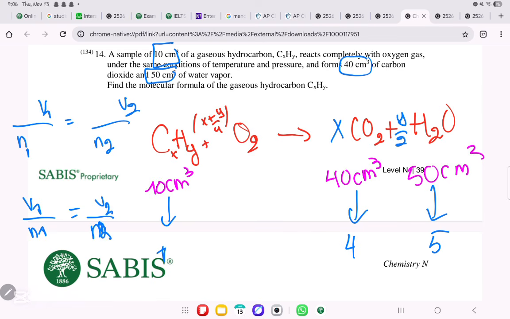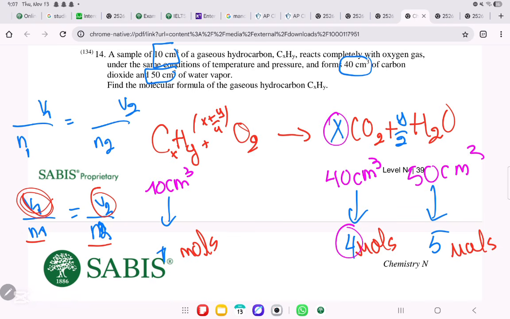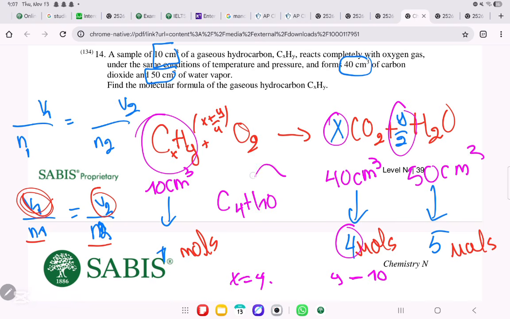So what does this mean now? This means I already used my volume, and what's left for me to use is the moles. So I can say that this is 1 mole, this is 4 moles, and this is 5 moles. Now, what do I have? I have that x is the number of moles and 4 is the number of moles. That means x is equal to 4. Y over 2 is the number of moles, and 5 is the number of moles. So that means y is equal to 10. Okay, so what does this mean? My equation is going to be C4H10. Perfect. We'll move on to question number 15.